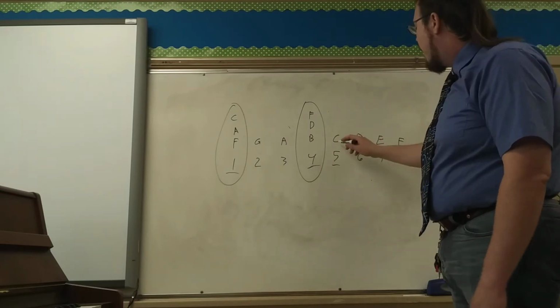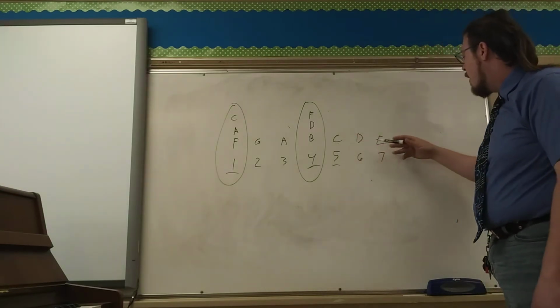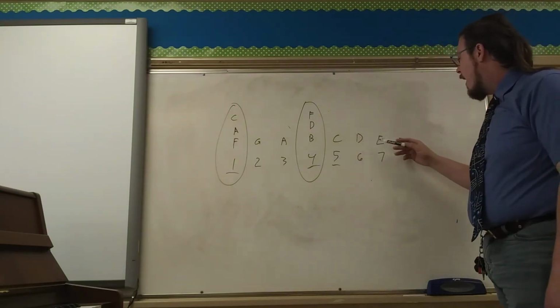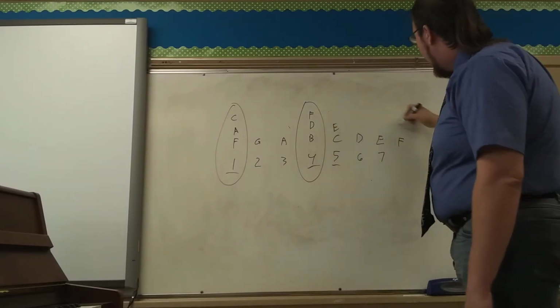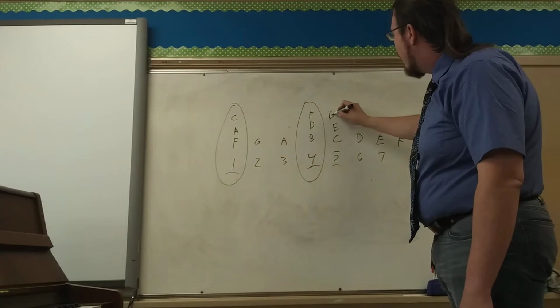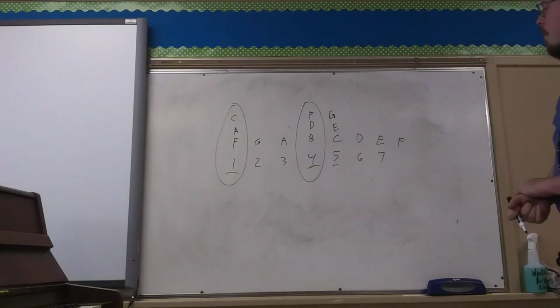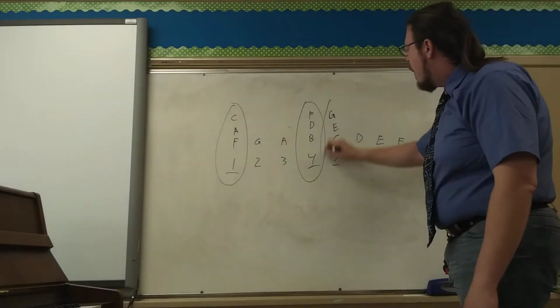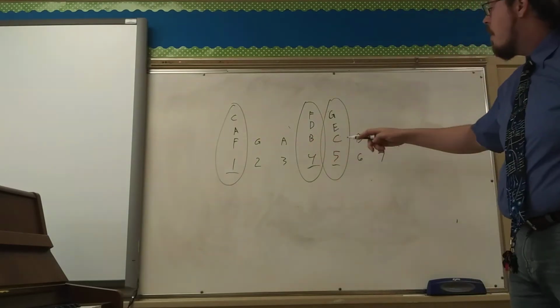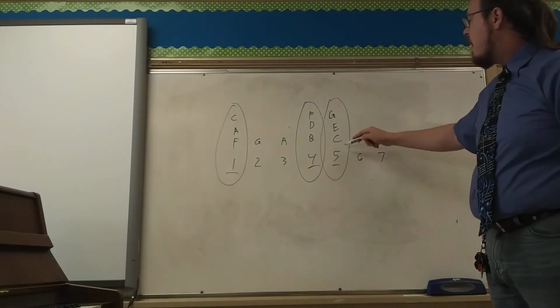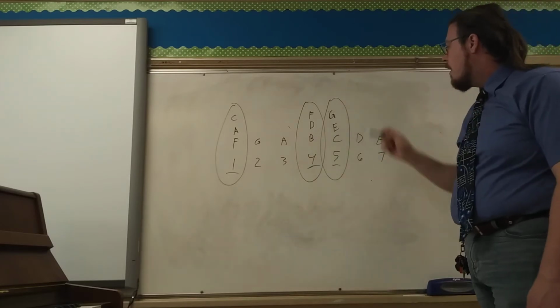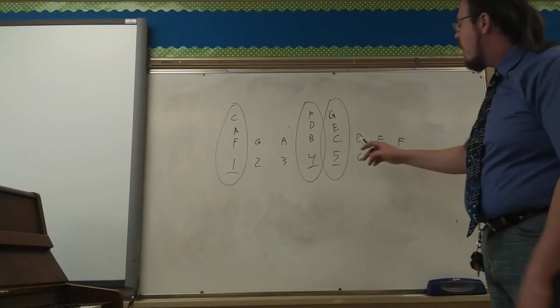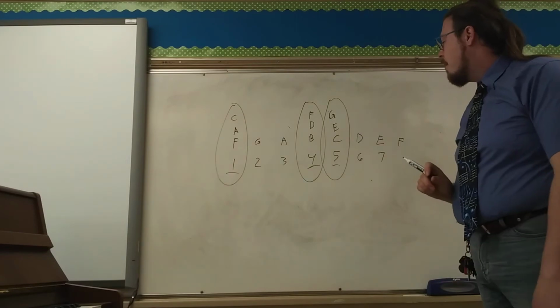All right, and now we have 5. We have C. We have E. And we skip a note, and we have G. All right. Here we go. In the key of F, our 5 chord is C, E, and G. C, E, and G. But we're going to really call that the C chord.